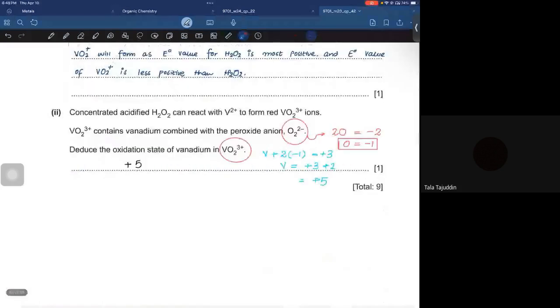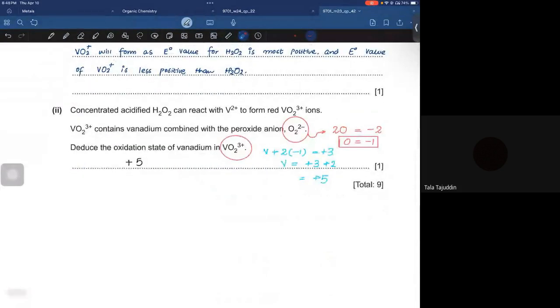concentrated hydrogen peroxide can react with V2+ to form red VO2 3+ ions. VO2 3+ ions contain vanadium combined with the peroxide anion O2 2-, in which oxygen is -1 because this is peroxide. The general oxidation number for oxygen is -2, you know very well, but in peroxide, oxygen is -1. So I put -1 there, and then I get the charge of vanadium, that is +5. So that's the reason the answer is +5.